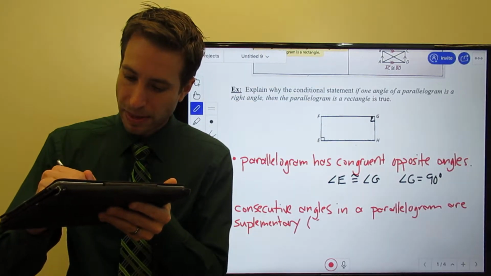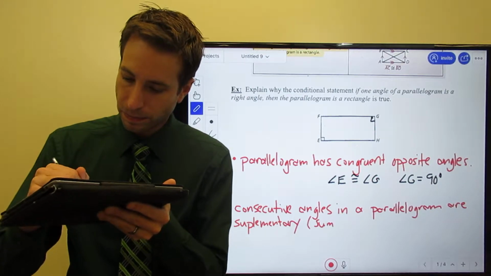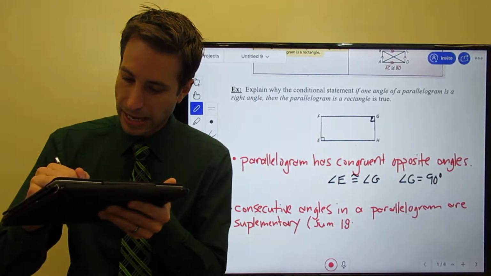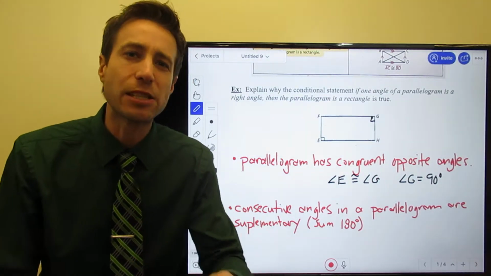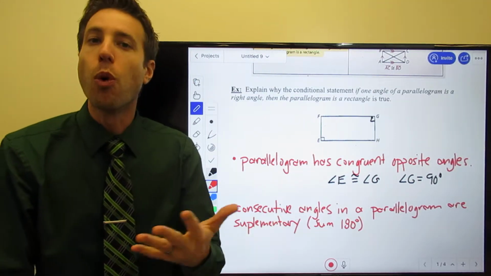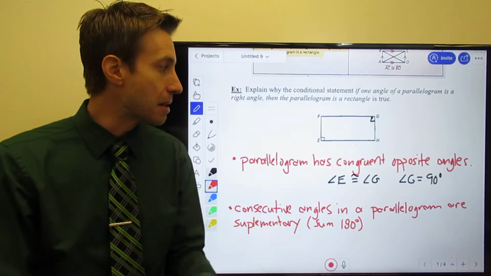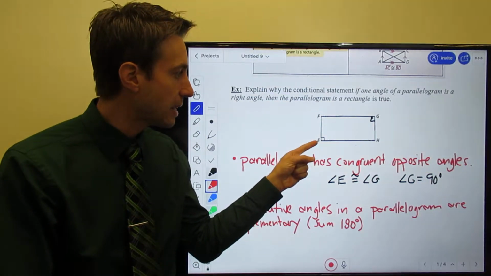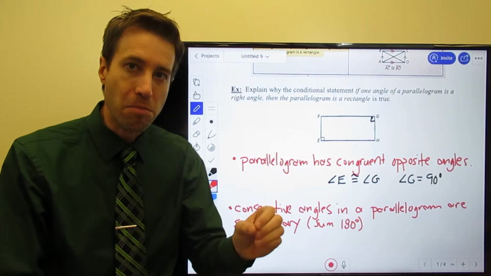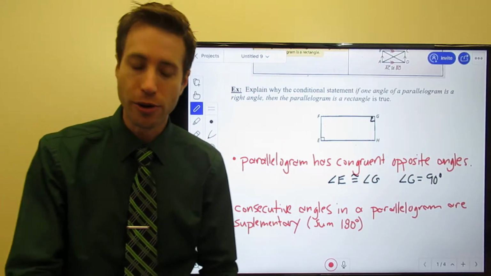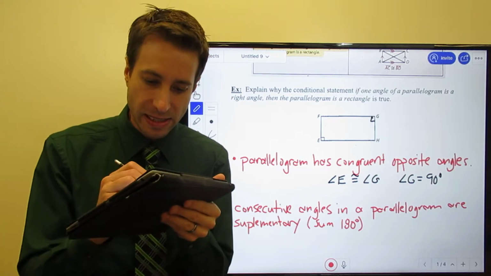Which just simply means they must sum to 180 degrees. They have to sum to 180 degrees. Okay, well, what does this mean for us? Well, here's what it means. It means that angle E and angle F must sum to 180 degrees. Remember why this is the case.